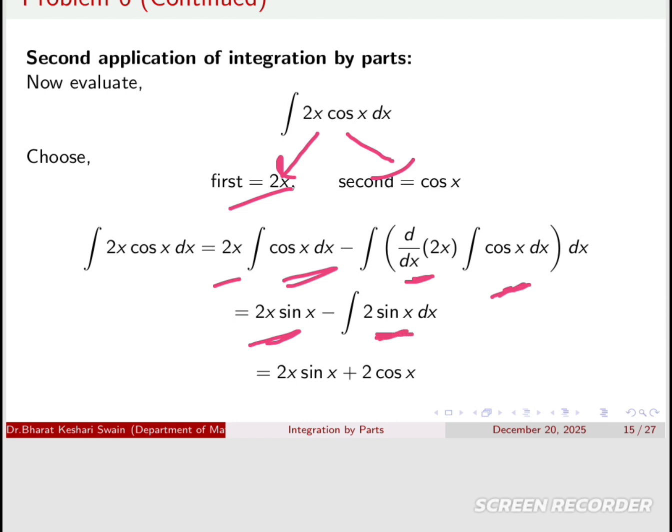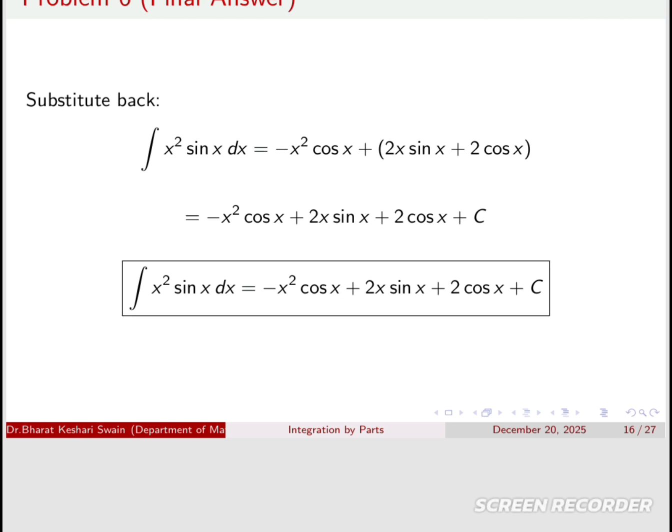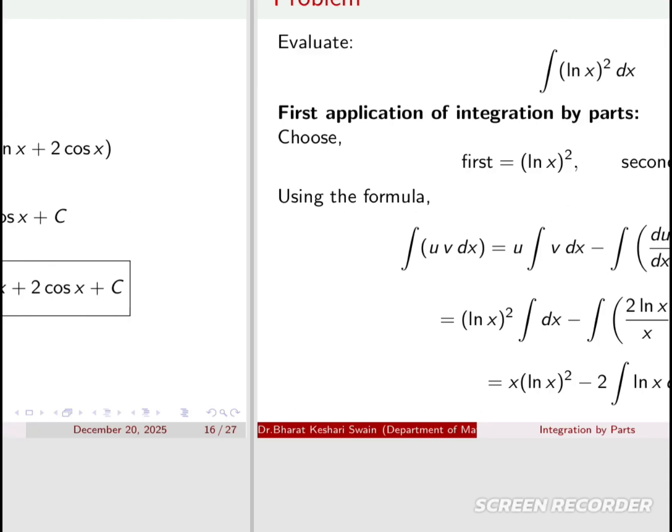Now this is integration of sin x, which is minus cos x, so minus plus. So the result of integration of 2x cos x dx is this, and put it back in the original result. So this will be our final result: integration of x square sin x dx is equal to minus x square cos x plus 2x sin x plus 2 cos x plus c. Clear? Come to another example.